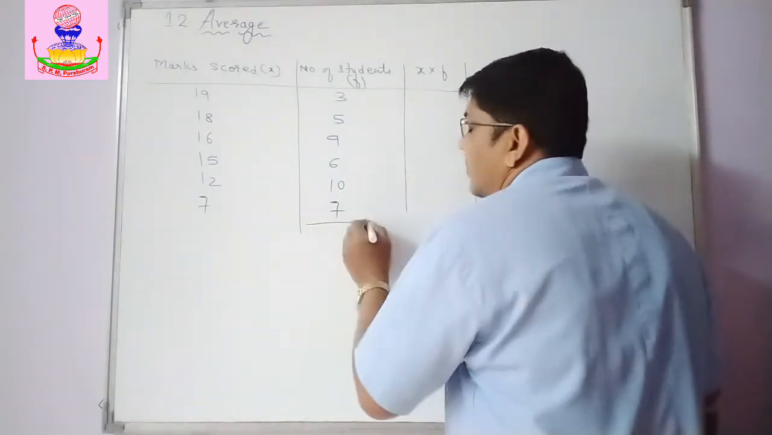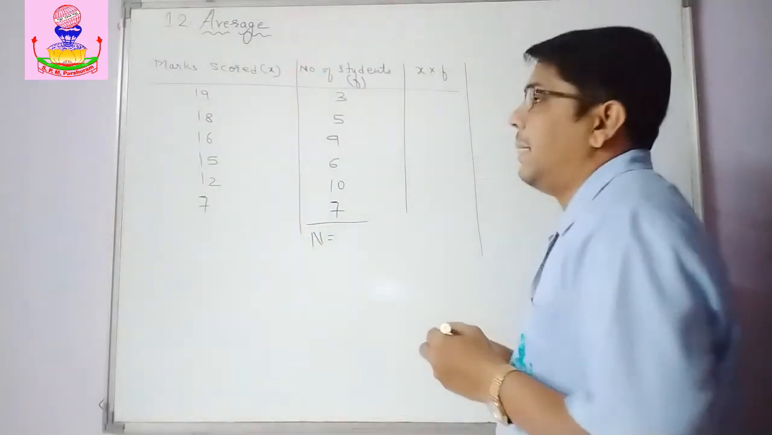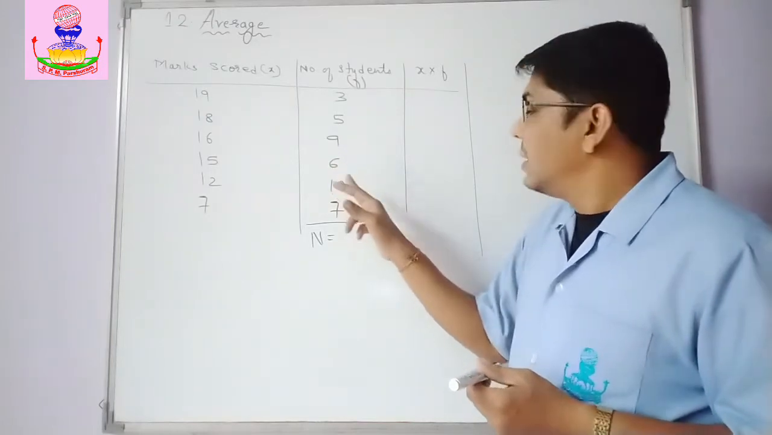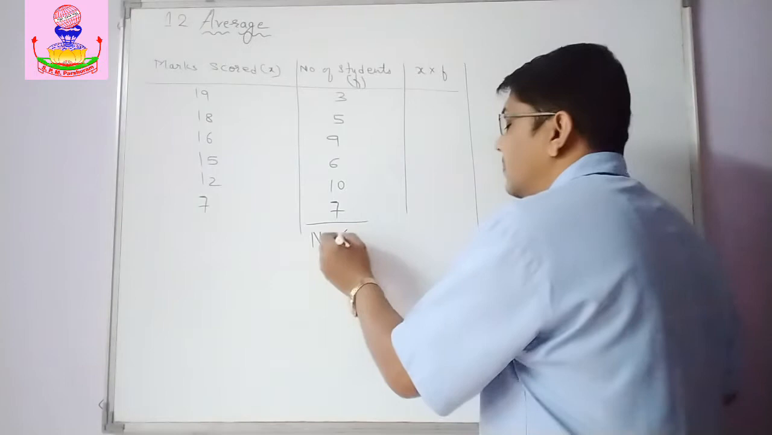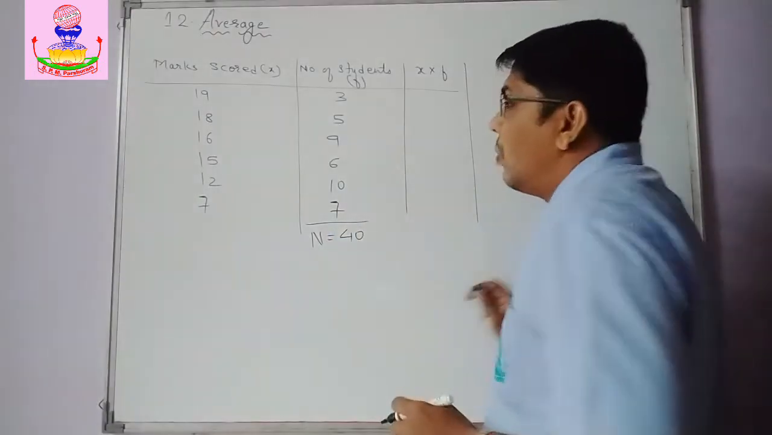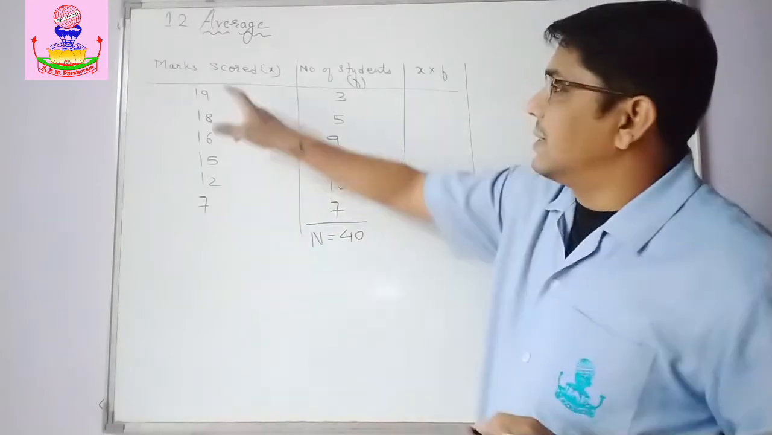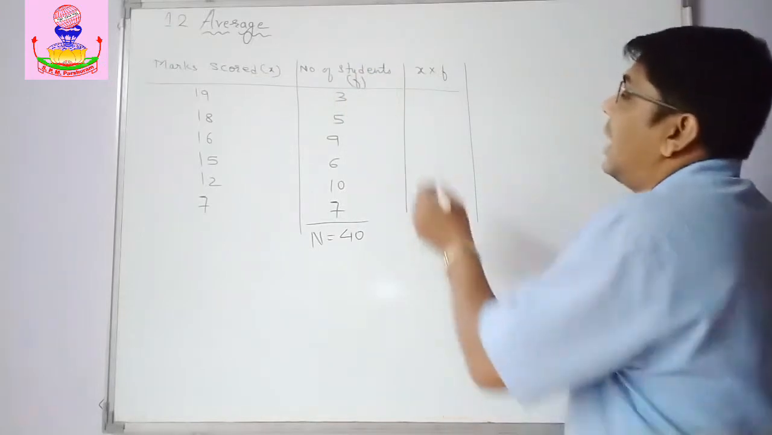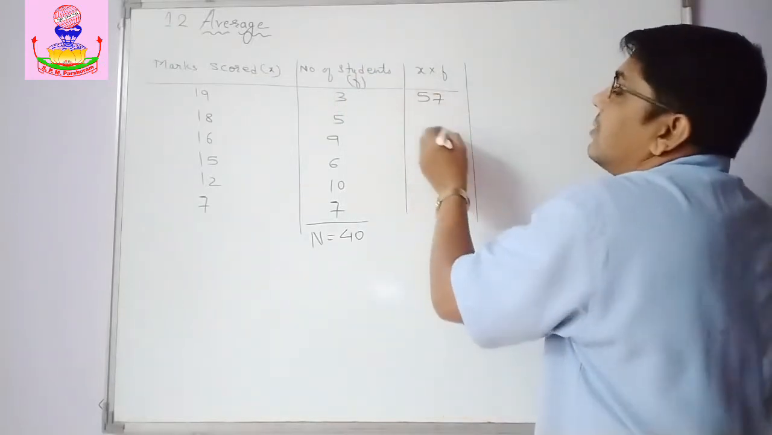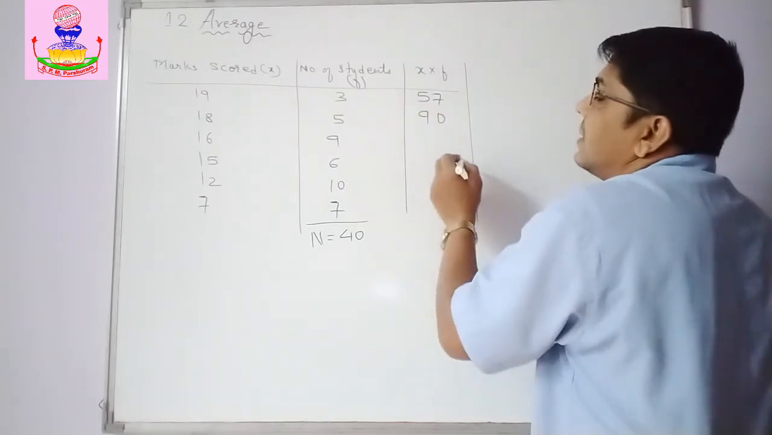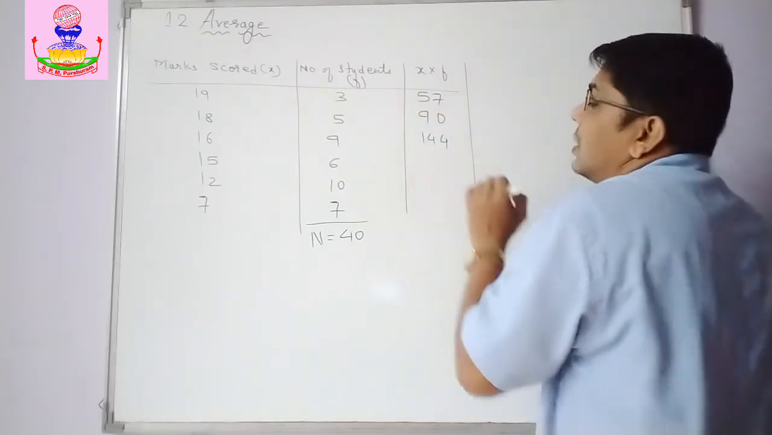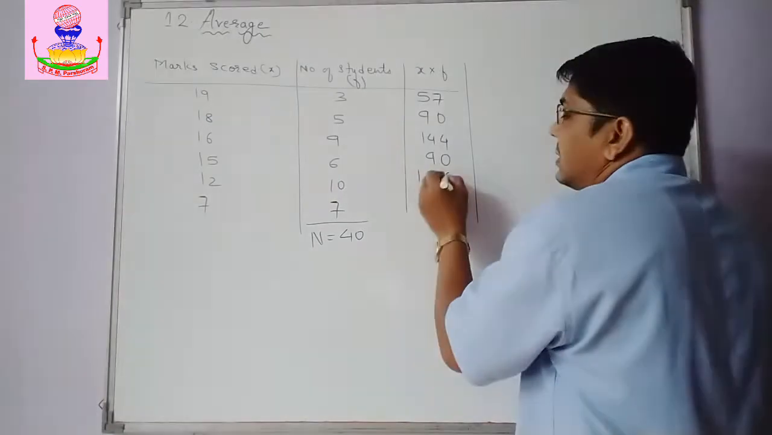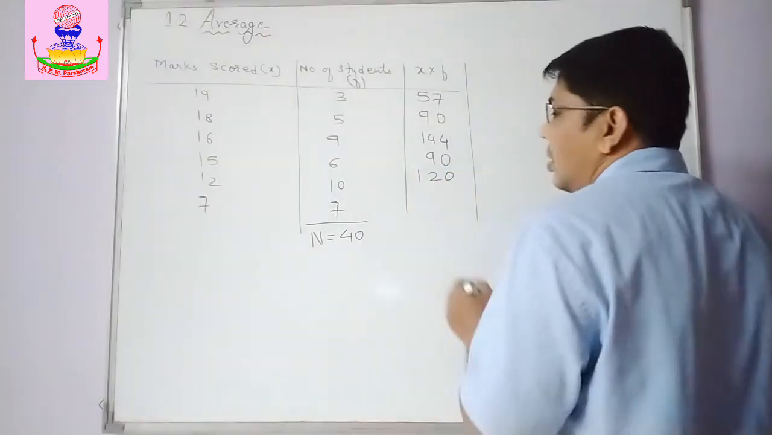Now I should know the total number of observations, that is N, capital N. So 3 plus 5, 8, 8 plus 9, 17, plus 6, 23, plus 10, 33, plus 7, 40. Now what you are supposed to do: this is called X and this is F. So the product of that: 19 threes are 57, 18 fives are 90, 16 nines are 144, 15 sixes are 90, 12 tens are 120, and 7 sevens are how much?